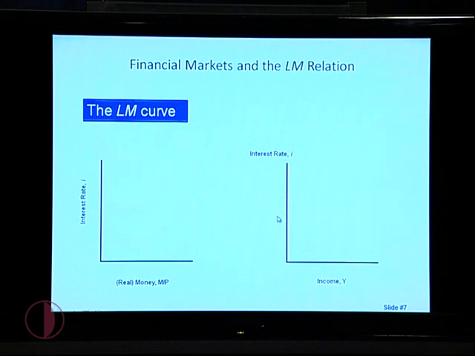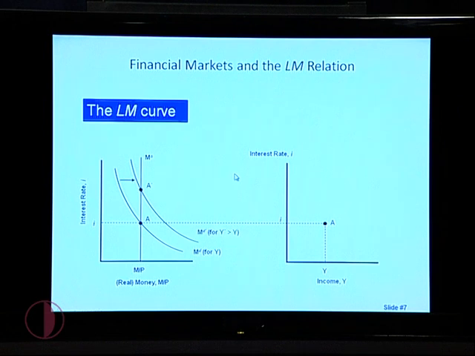Financial market and the LM curve. The LM curve. From A to A prime, from MD to MD prime, and Y prime is greater than Y. And what happened to income and interest rate? This is greater than this. This is AB.